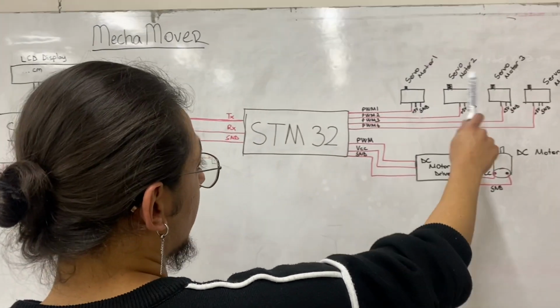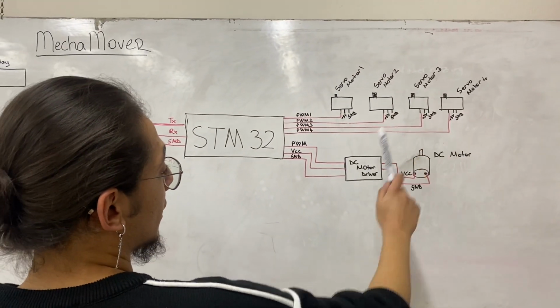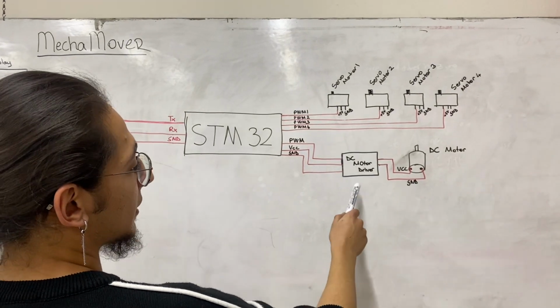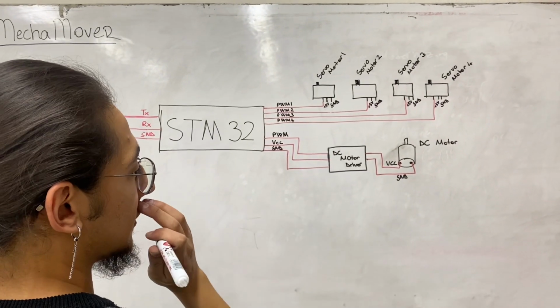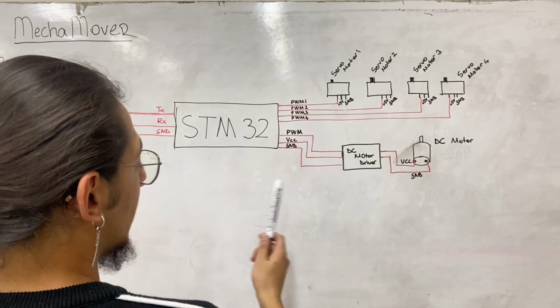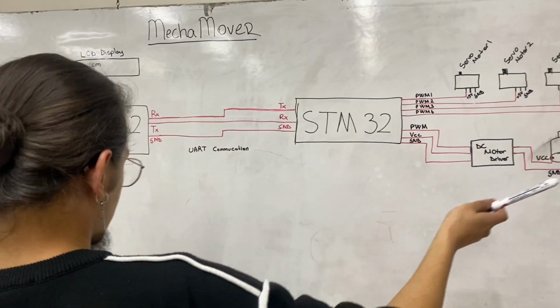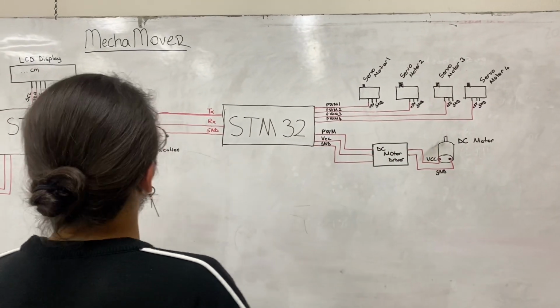Here you can see five servo motors, and this one was also a servo motor, but we hacked it and converted it to a DC motor. And the other motors are controlled by PWM signals.